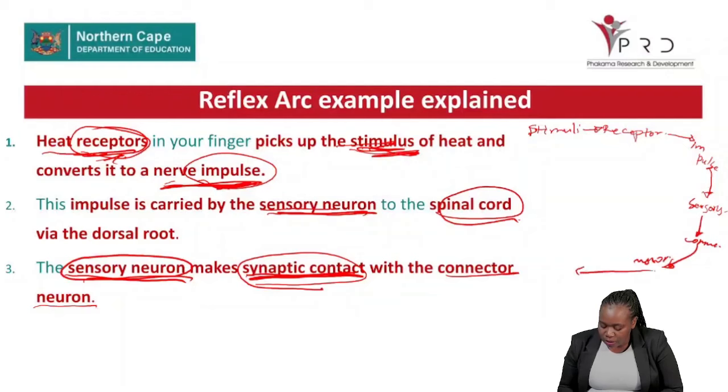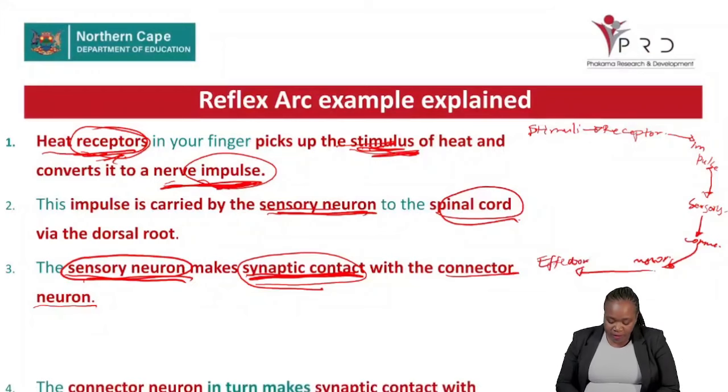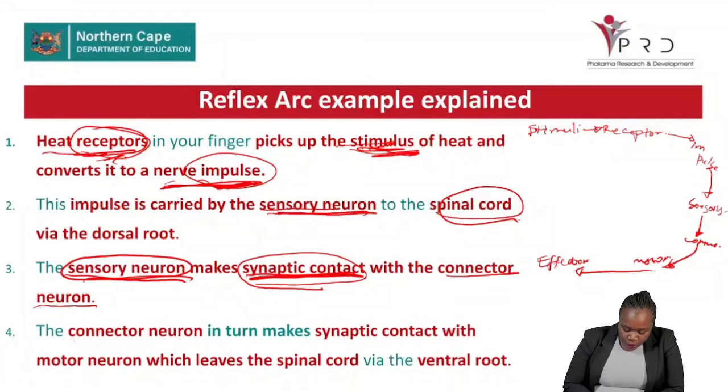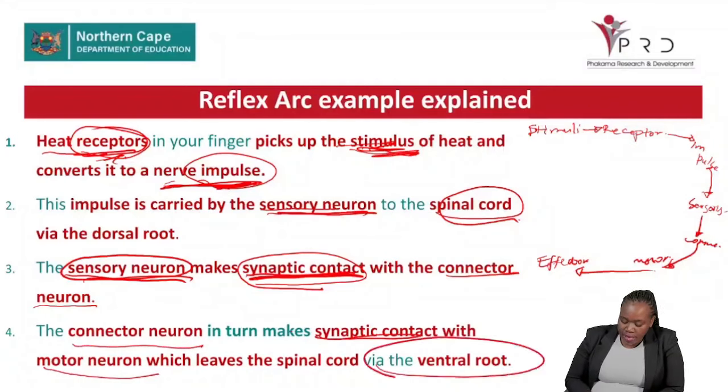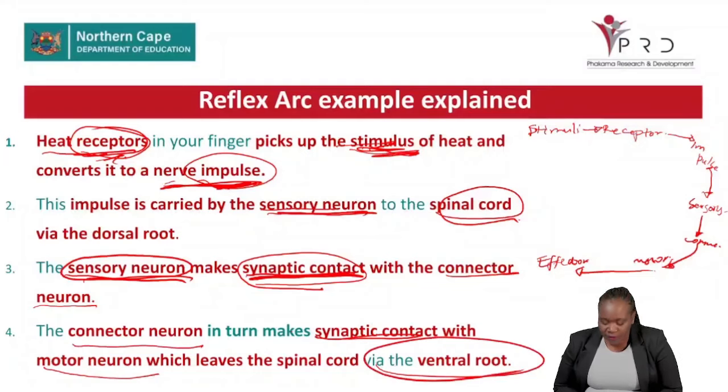And lastly, now the motor neuron will transmit this impulse to the effectors, and as we have said, these effectors are going to react. So now the connector neuron in turn makes synaptic contact with the motor neuron, which is going to leave the spinal cord. How does it leave the spinal cord? It leaves the spinal cord via the ventral root.